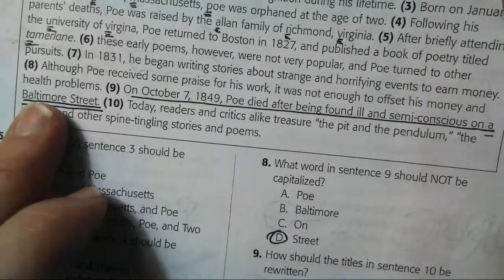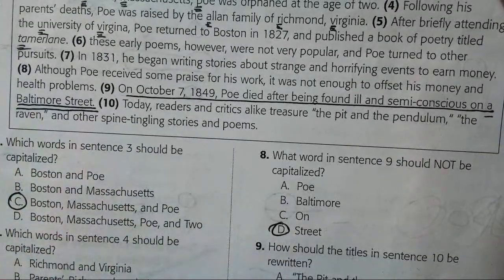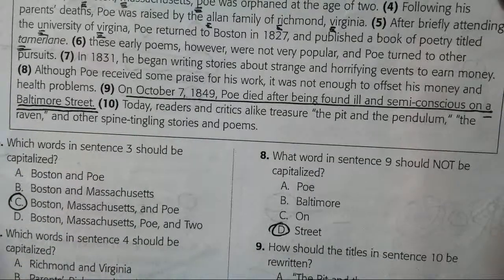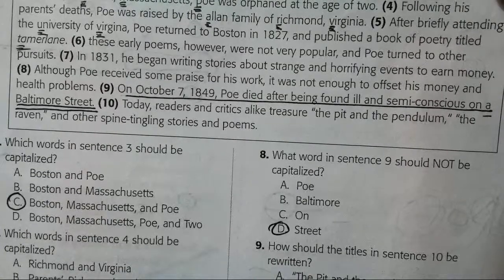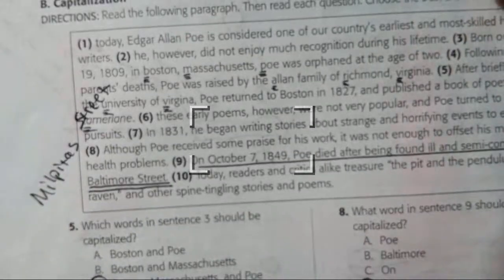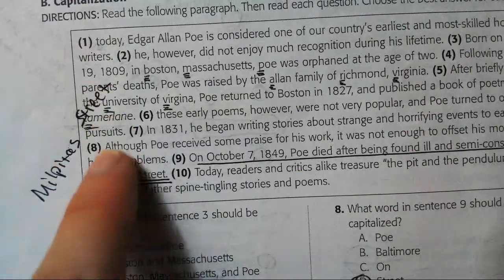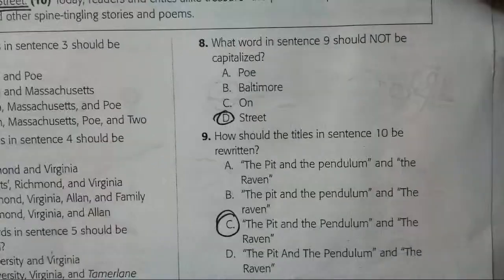Okay, it's on a Baltimore street, not on Baltimore Street. Like on a Milpitas street, right? If I were to say he ran to a Milpitas street, okay, if I'm talking about a street in Milpitas, I don't capitalize the street. When I'm talking about a street in Baltimore, I don't capitalize the street. Okay, so number 8 is D.